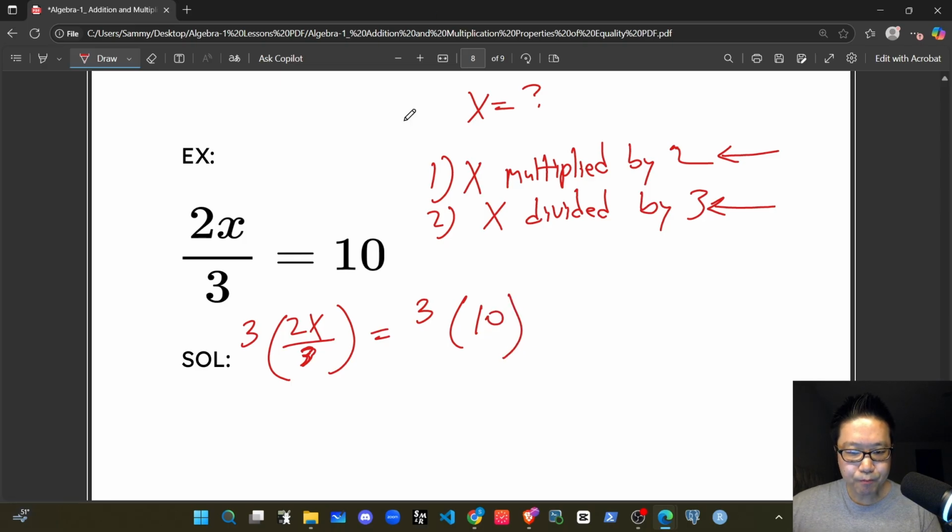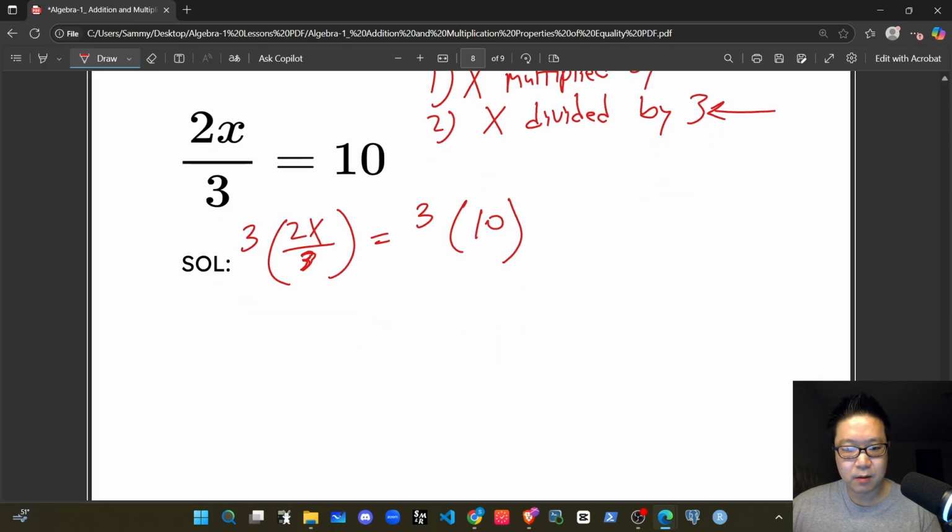Okay, so on the left-hand side, the 3's cancel, and what you're going to be left with is just 2x. If you don't see what I'm talking about, what's happening is this is the same thing as 3 over 1 times 2x over 3, okay?